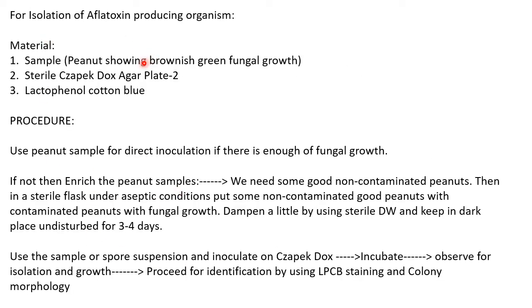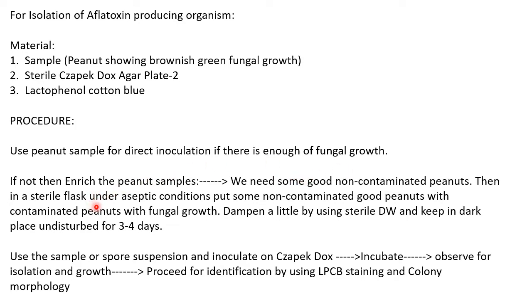Now let's move towards isolation of aflatoxin producing organisms. We are focusing on fungi. So you will need a sterile Czapek Dox agar plate, lactophenol cotton blue for staining, and as a sample, you may collect some peanuts which show brownish green fungal growth. You can use that as a sample. If the peanuts have a very good amount of fungal growth on them, then you can use this peanut sample directly for inoculation, but only if there is enough fungal growth.